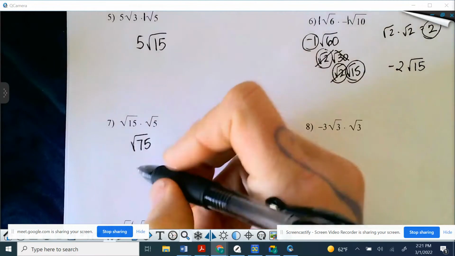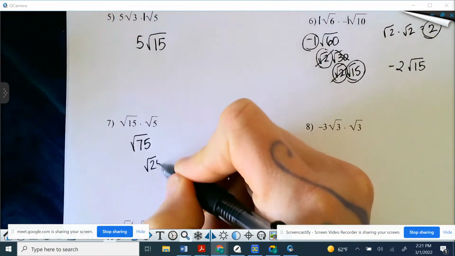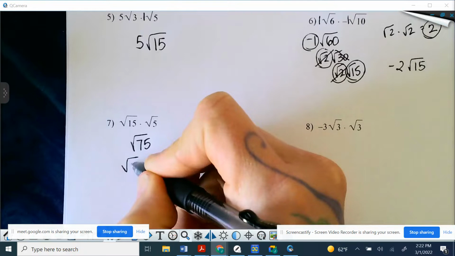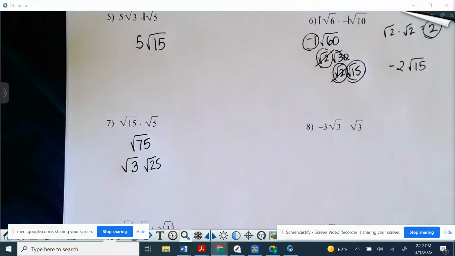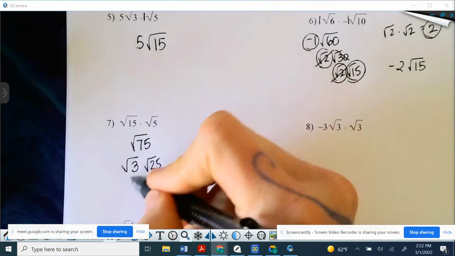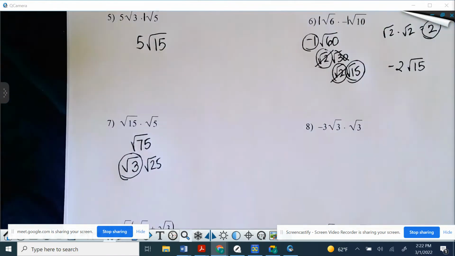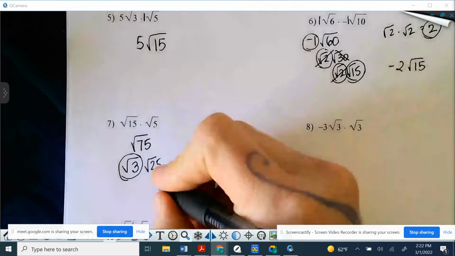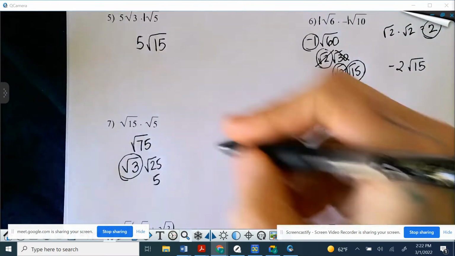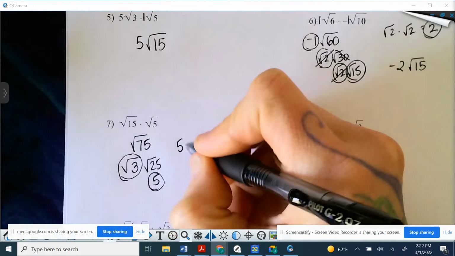So 25 is one of the first numbers I think about when I think about 75. And it's 3 times 25. And 25 is a perfect square, so it's not a terrible place to start. Square root of 3 is going to stay square root of 3. The square root of 25 is 5. So this answer is going to be done at 5 square roots of 3.